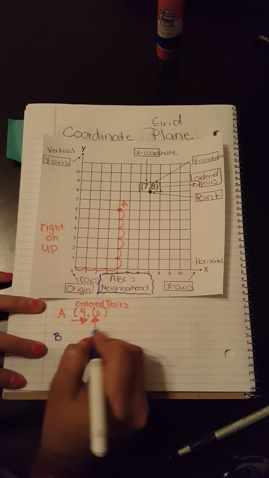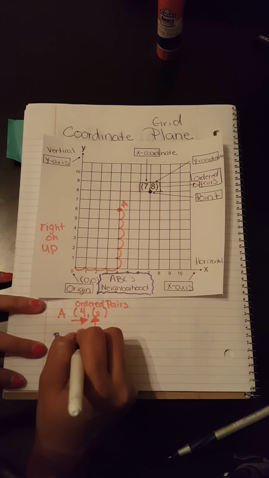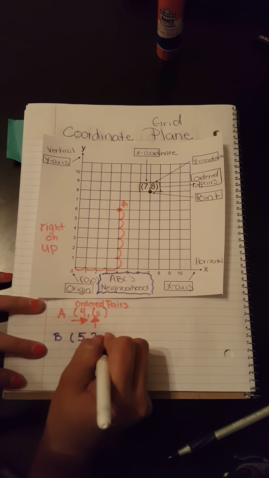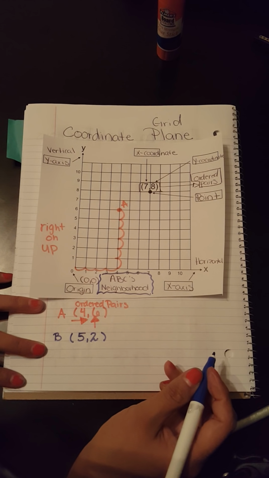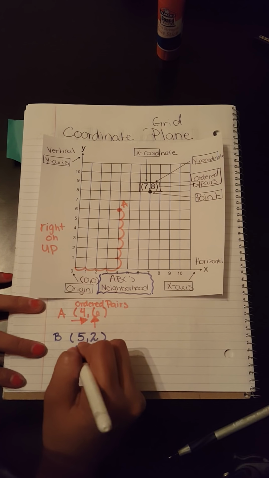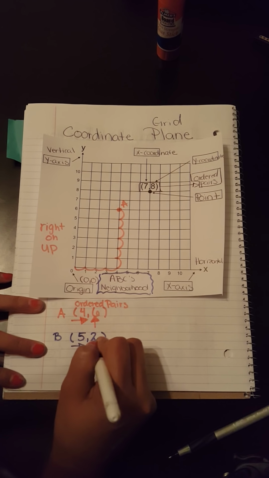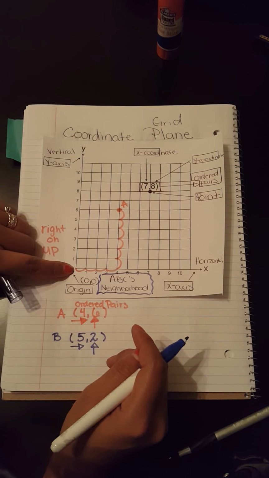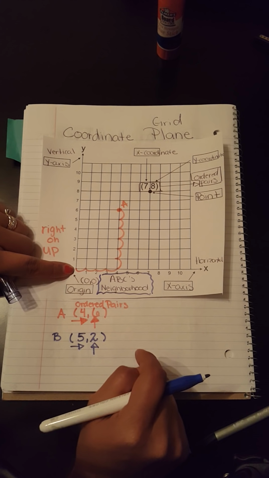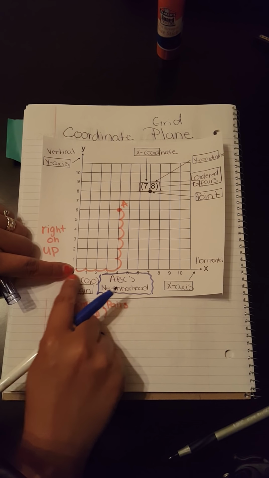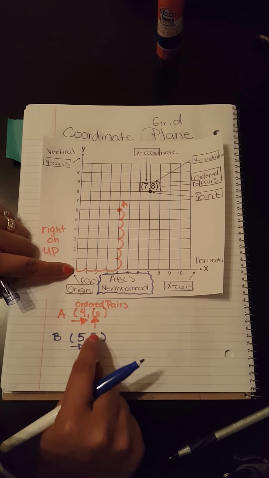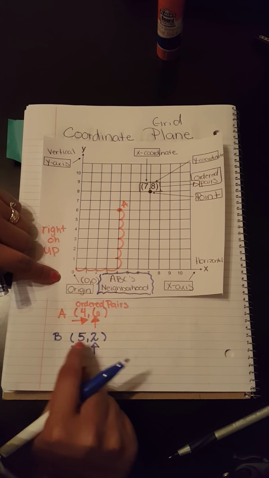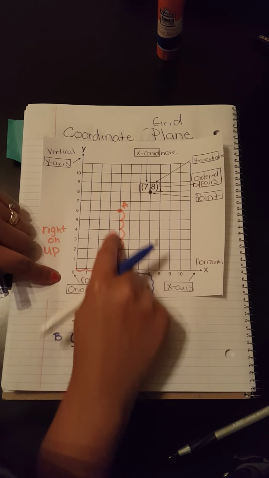Letter B lives at 5, 2. And to find B's house, we're going to go right on up. Always start at the origin. Move 5 units on the x-axis because this is your x-coordinate, and 2 units on your y-axis because this is your y-coordinate. We're going to go right and then up.